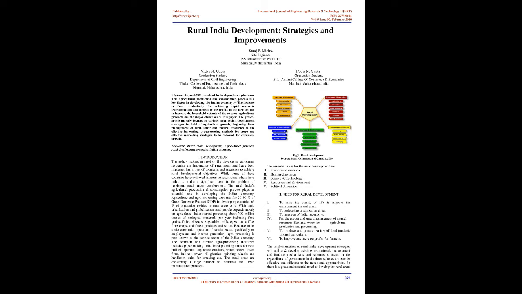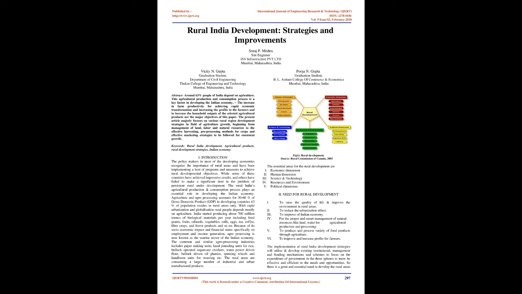Rural India's agricultural production and consumption process plays an essential role in developing the Indian economy. Agriculture and agro-processing account for 30 to 60% of gross domestic product, GDP. In developing countries, 63% of the population resides in rural areas. With rapid urbanization and globalization, rural people depend mostly on agriculture.